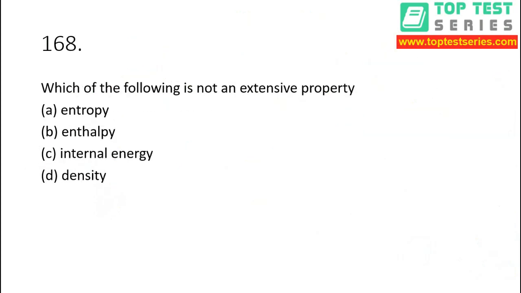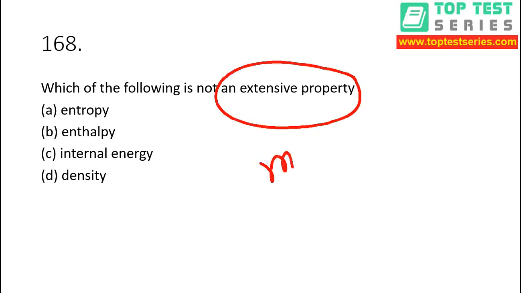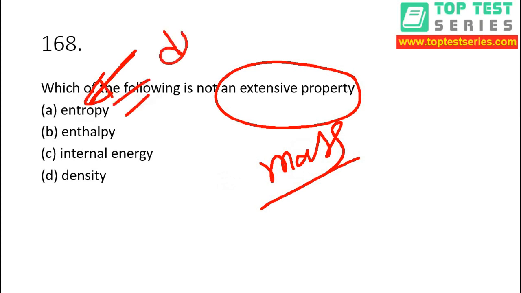Question number 168. Which of the following is not an extensive property? Now let's understand this. What is an extensive property? The property which depends on mass is known as extensive property. Now look at entropy, my dear. Entropy is an extensive property because entropy is equal to dq by T, right? And dq is what, my dear? Extensive property because it is heat. It is extensive property.